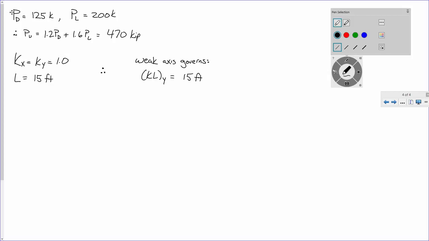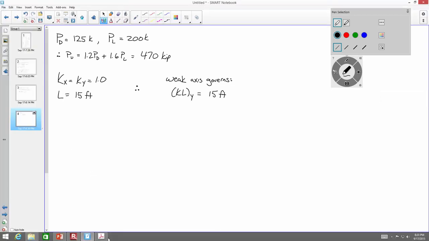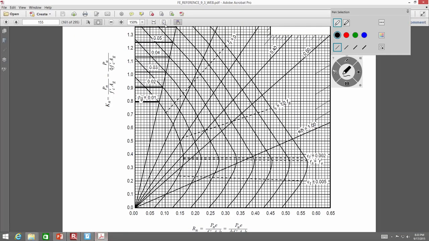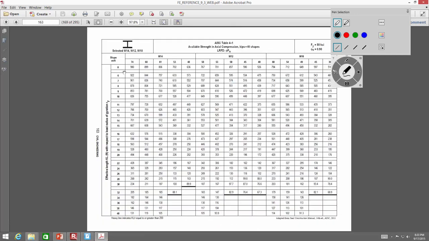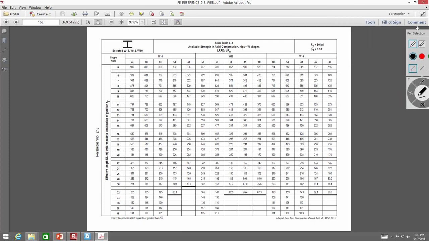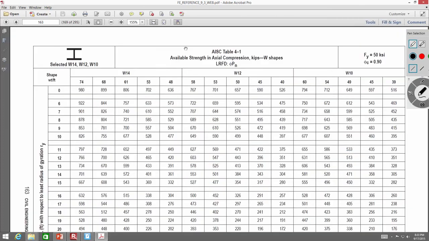Everybody good? Now, I think I can write in the PDF using the super nifty technology here, so let's see if I can do this. So here's the PDF. Now, what I'm going to do is I'm going to go to this page, that one right there. Let's make that big. So this is the available strength and axial compression table. So in other words, this is the table that we are going to use to select a column.